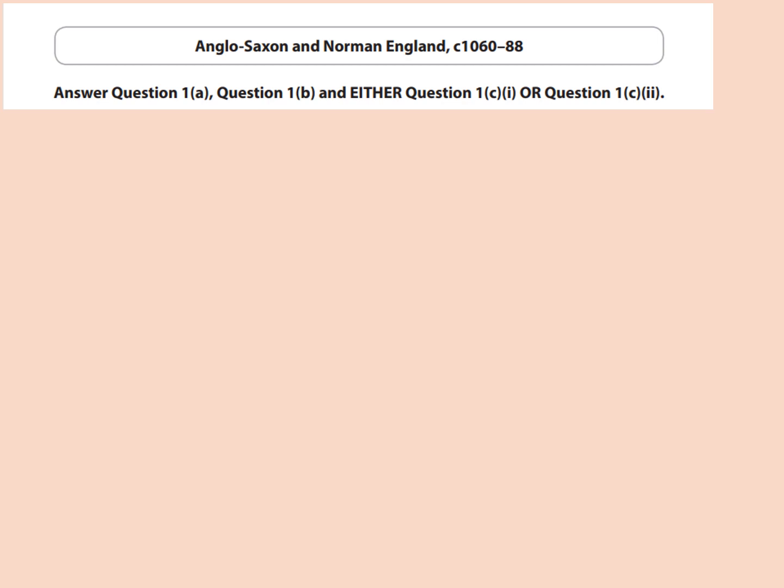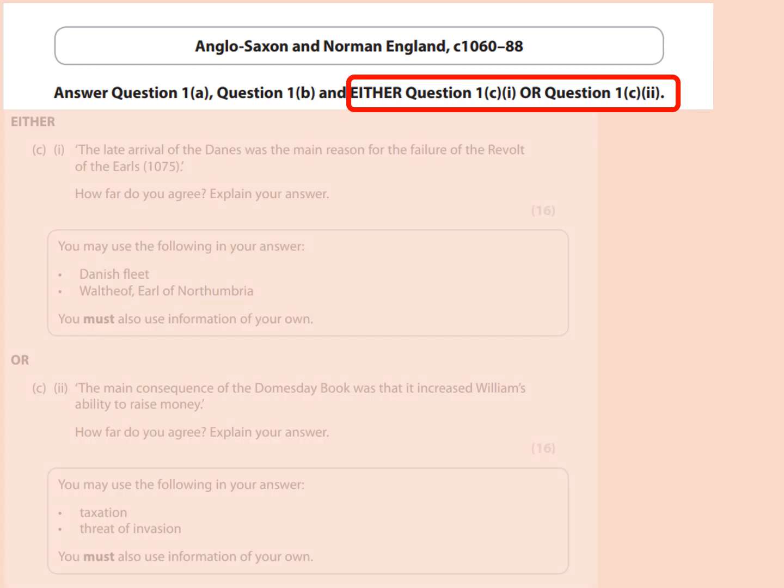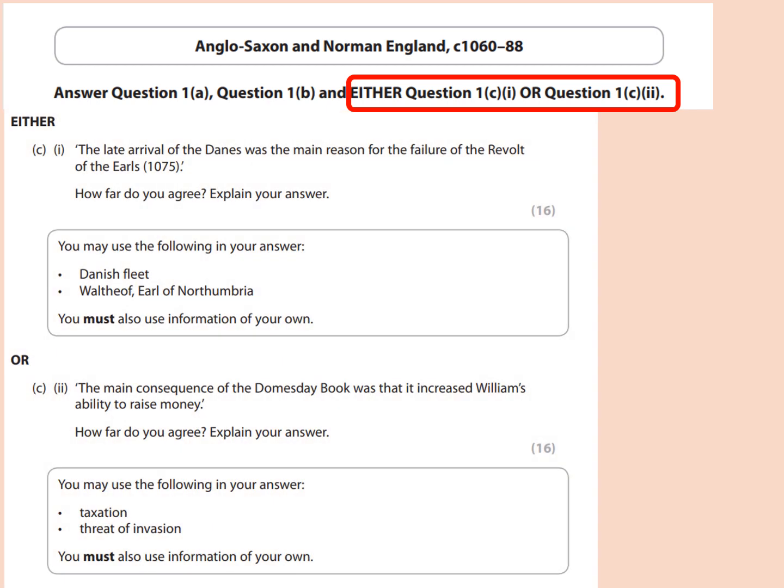Firstly, let's consider the crucial instructions that go with this part of the paper. In the Anglo-Saxon and Norman England section, you have to answer question 1A, the describe two features question, and you have to answer question 1B, the explain question, but you get a choice of either question 1C1 or 1C2 in the 16-mark answer. Because this is the longest exam answer that you'll give in this part of the exam, you have got a choice so that you've got a better chance of actually being able to write in detail about the given topic. So let's have a look at the 2019 exam paper.